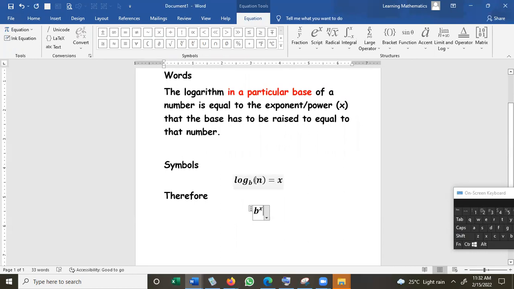Once you see you have a logarithm present by itself, nothing plus or minus, whatever it is equal to is a power. Whatever it is equal to is an exponent. Whatever comes after the equal sign is an exponent of the base to be equal to that number. So the base has to be raised to the exponent to equal that number.